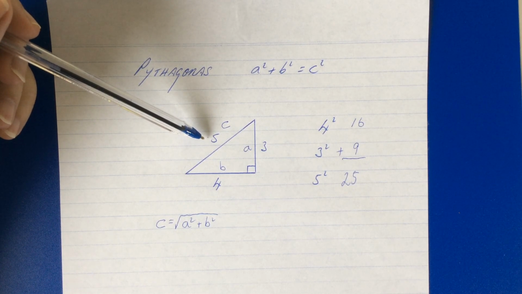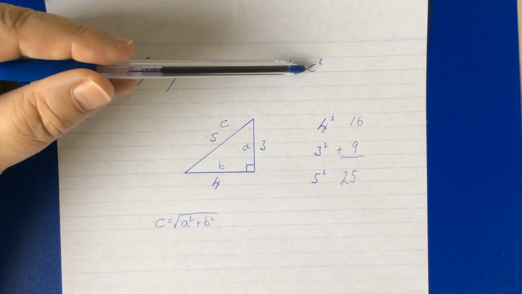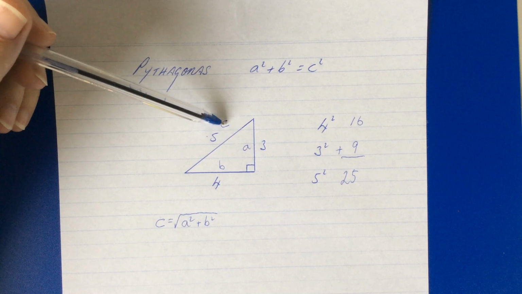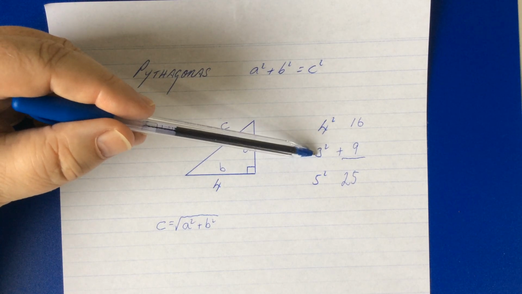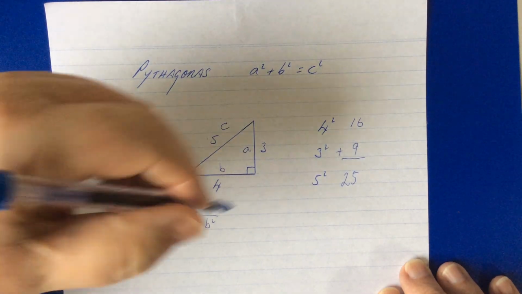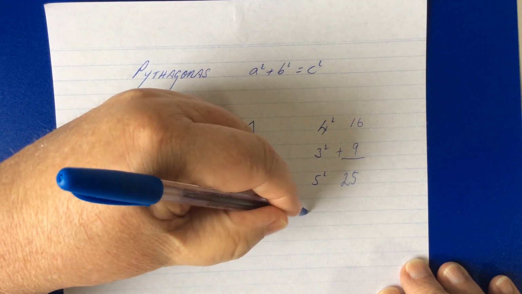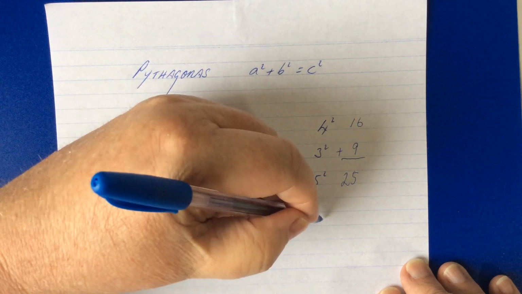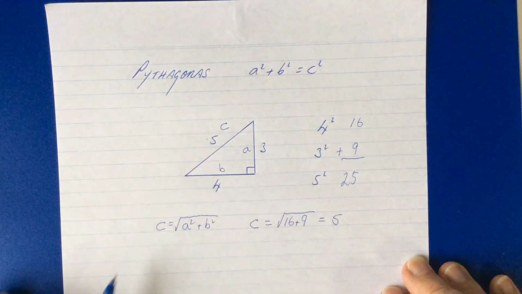So what do we do about that? Well, the theorem says that a squared plus b squared equals c squared. So we can rewrite that into this formula here. C, this side, is equal to the square root of these two numbers added together. And when we do that, we get the following. C is equal to 16 plus 9, the square root thereof, which is 16 and 9 are 25. That equals 5. And that's our length there.